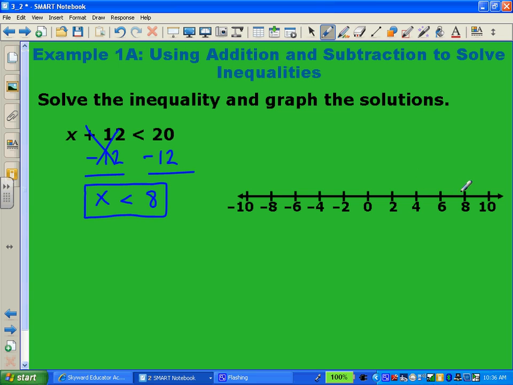So I go over to my number line. Remember, I have an open circle because it's just less than, and then my arrow is going to go to the left, less than left, just like we learned in section 1. And that would be my answer to that example.